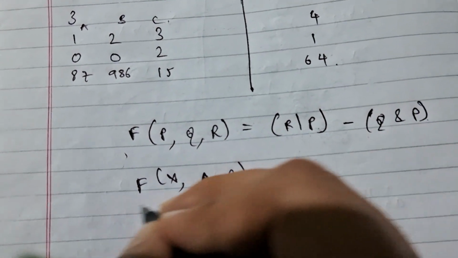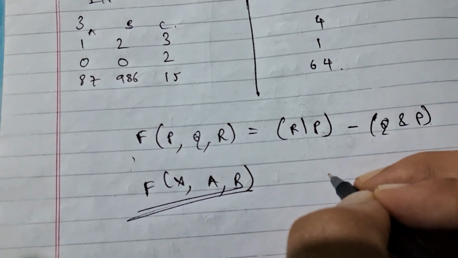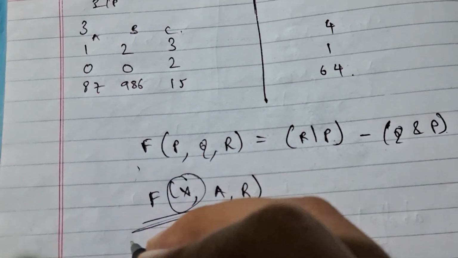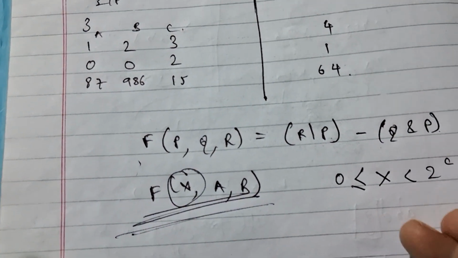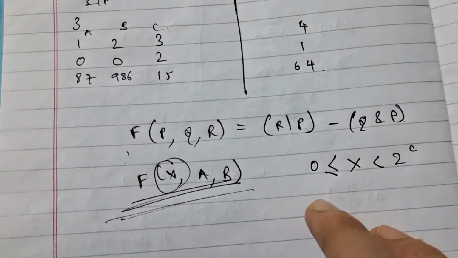But you don't have to find out the maximum value itself. You have to find out how many values of x give the maximum value, where x is in the range of 0 to 2 to the power c. So this is a very nice problem.